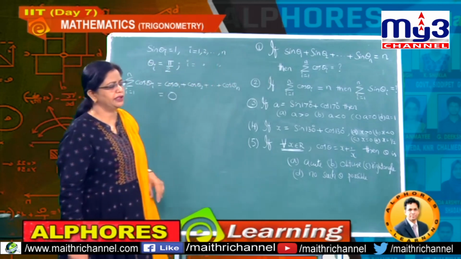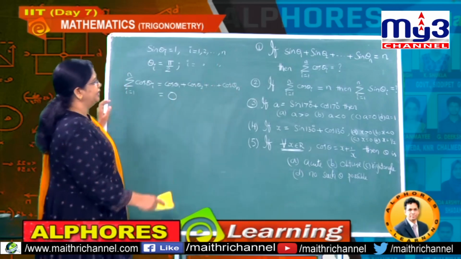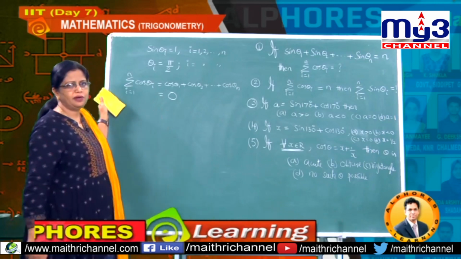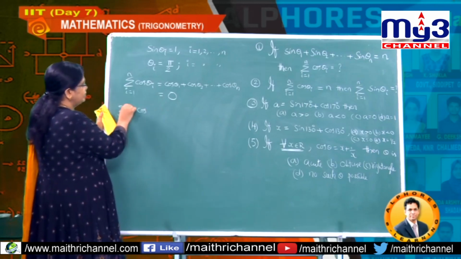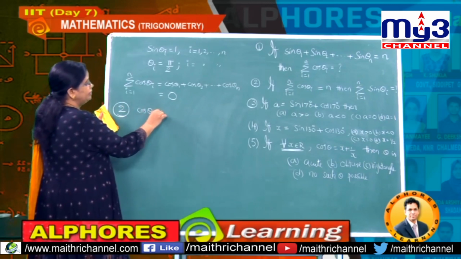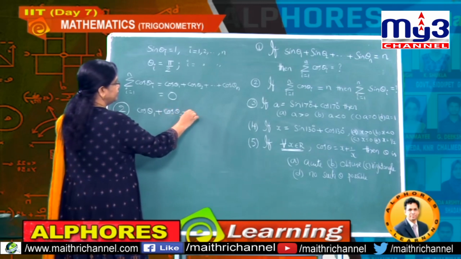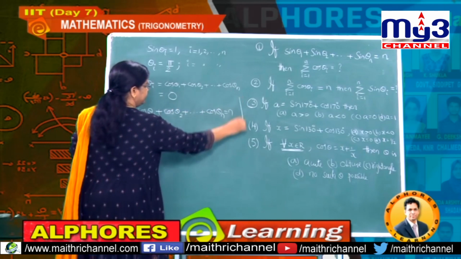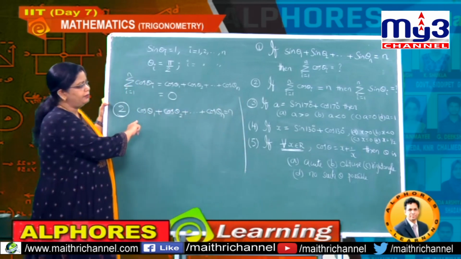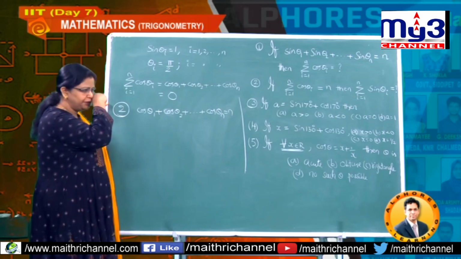In the same way, the second problem you observe. In the second problem they gave sigma cos theta i, that means they gave cos theta 1 plus cos theta 2 plus cos theta 3 etc. plus cos theta n. This value they gave is n. Now once this is equal to n, then what are the possibilities?